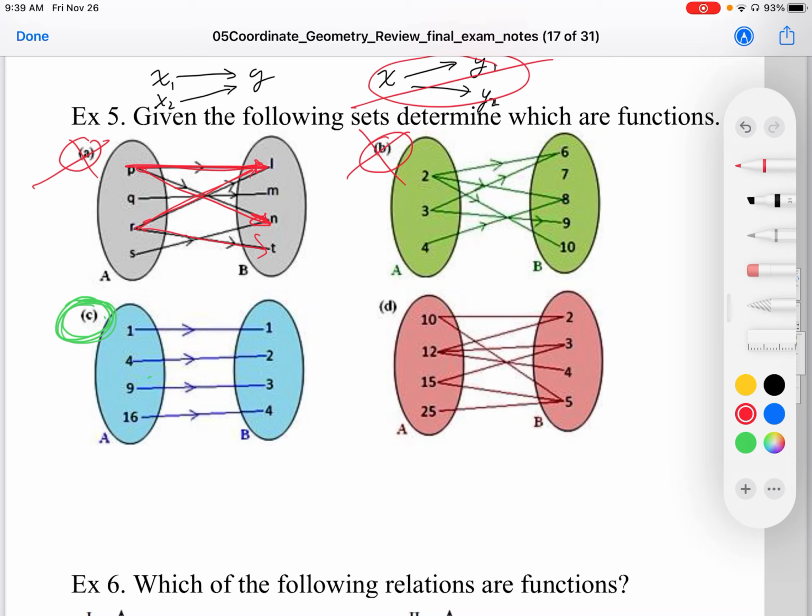Looking at D, again it does not pass the function test because if we just look at the first input of 10, it's already mapping onto two different outputs, not a function. Okay, and we can see multiple examples of this in D because we also have 12. It maps onto 3 different things. 15 maps onto 2. Okay, the only one that actually does pass the vertical line test is the input of 25. It just maps onto 5.